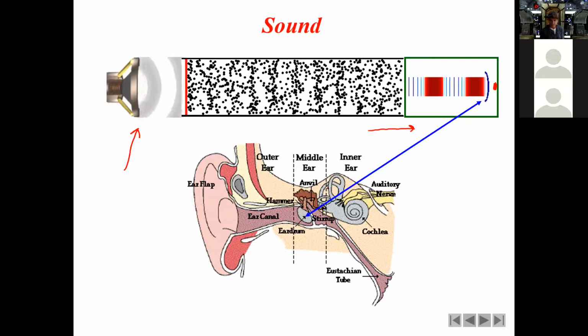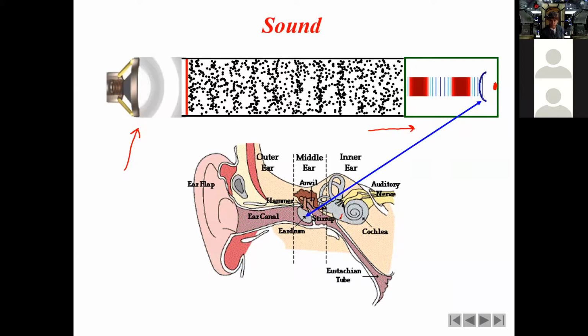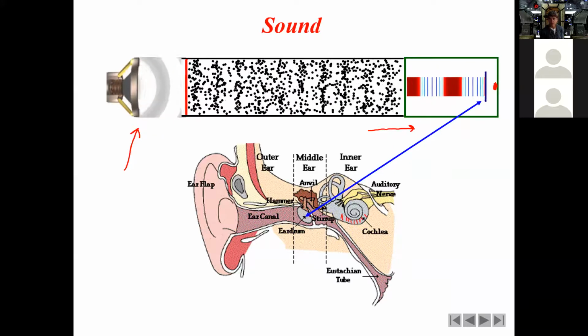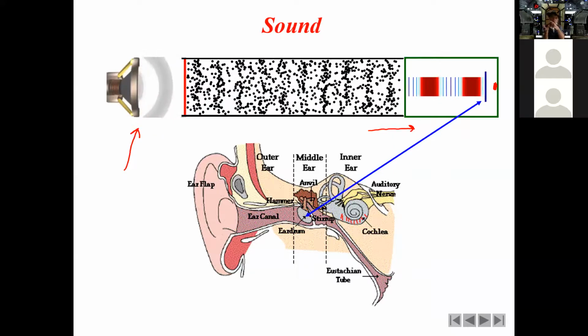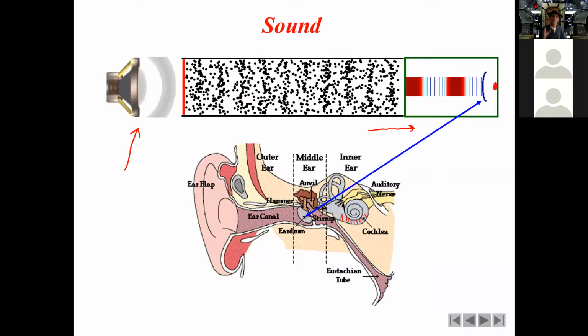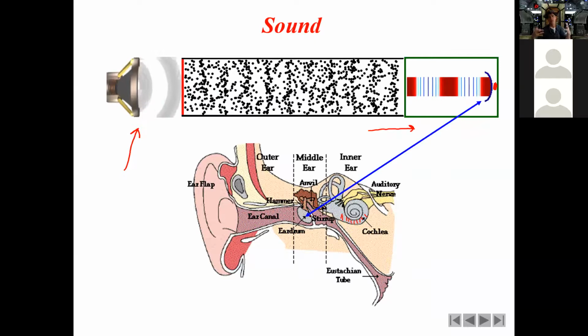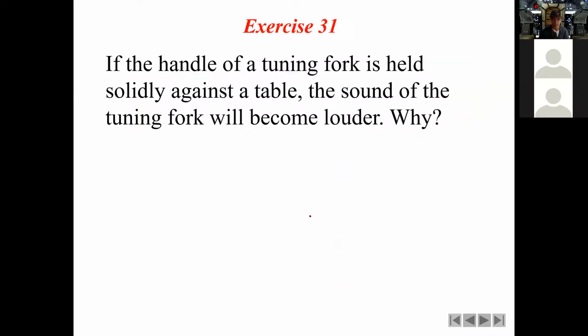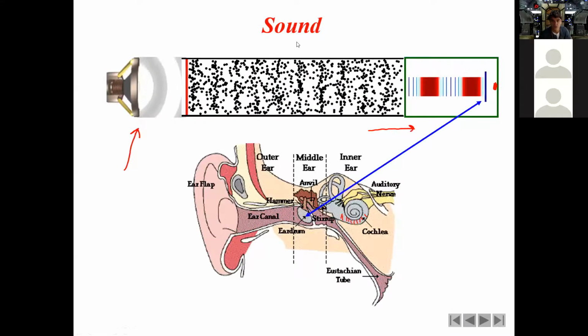Okay, so inside this little part of your ear, you've got all these little hairs. And what ends up happening is when your eardrum oscillates back and forth, it causes these little hairs in your ear to oscillate back and forth at the same frequency, that then sends a signal to your brain, and your brain sort of interprets that as sound. So that's just a little introduction.